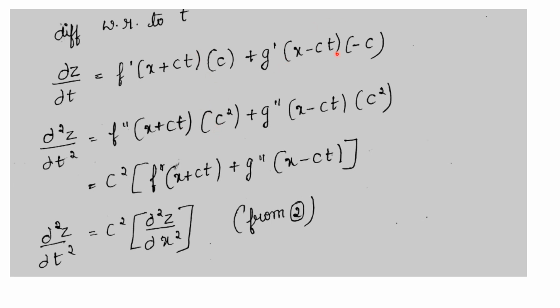Next, differentiation of g dash of x minus ct is g double dash of x minus ct into differentiation of x minus ct, which is 0 minus c. So minus c into minus c is plus c square. Now which is the common term between these two? C square is a common term, so take c square as a common term. What will remain inside the bracket? That is f double dash of x plus ct plus g double dash of x minus ct. Keep c square as it is. What is f double dash of x plus ct plus g double dash of x minus ct? From equation 2, this entire term is dou square z by dou x square. So hence the proof. This problem is very important, students.